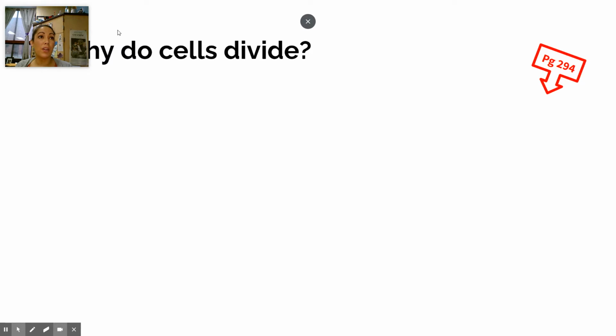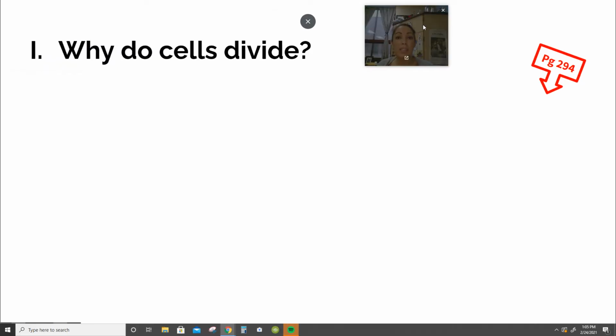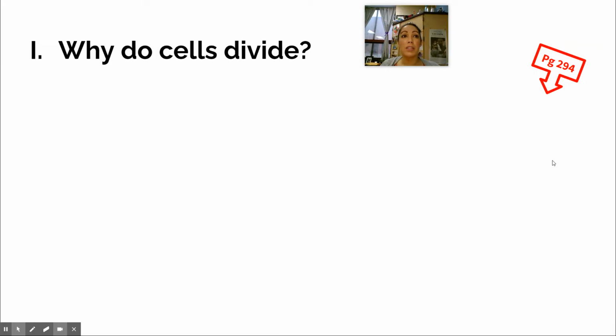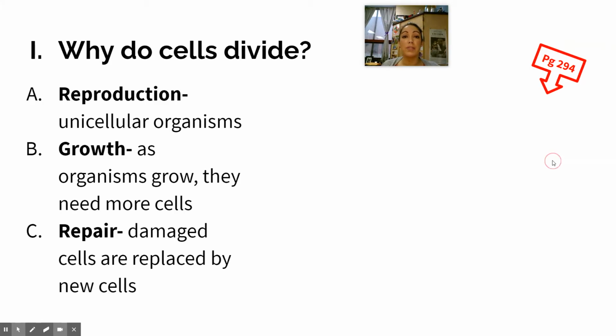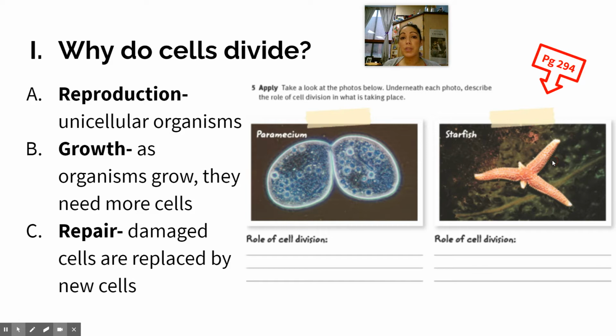So first of all, let's talk about why a cell might divide. Okay. 5.1 is all about cell division called mitosis. And an organism might go through mitosis and those cells might divide for a couple of different reasons. The first reason a cell might divide is for the organism to reproduce.